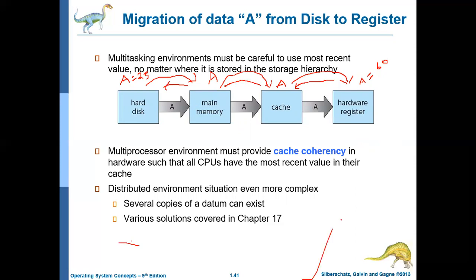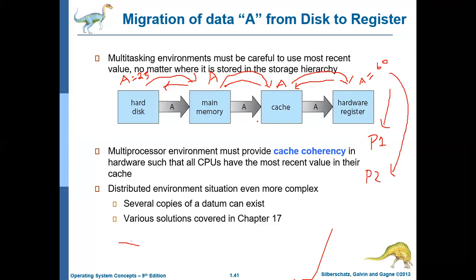Say for example, you have two processes, P1 and P2. P1 is also accessing A, and P2 is also accessing A. Now when A is updated to 60, that information should be known both to P1 and also to P2. If it is not known, then it will create an issue. So this is the case with a multi-programming environment.